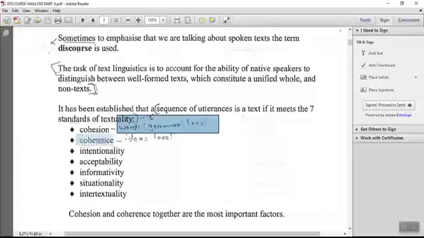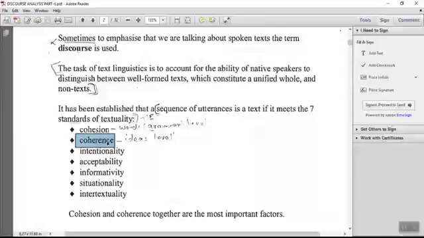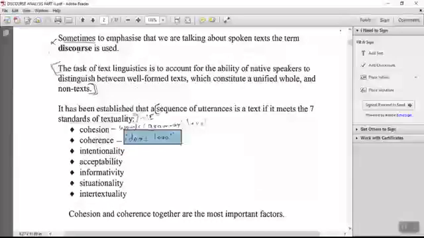But coherence, when we talk about coherence, yes, we are talking about unity again, unity of text, how a text is unified, how it makes a whole unit. But here we're talking about unity in relation to ideas. So here we're talking about the level of ideas, not words or grammar. How the ideas in the text are connected.